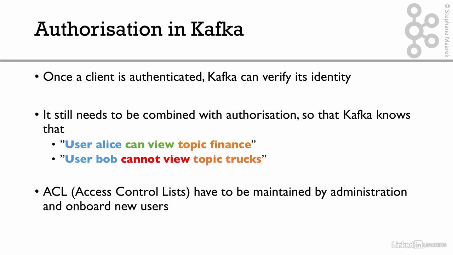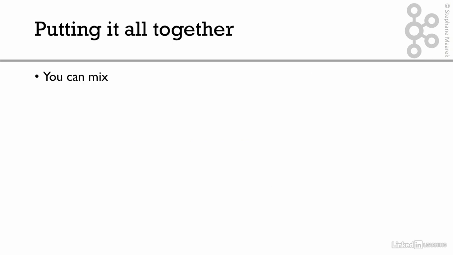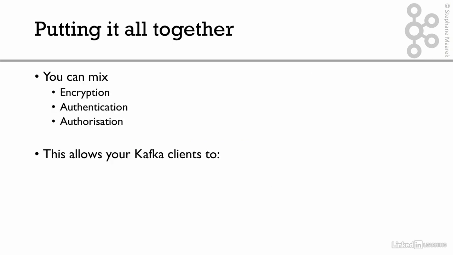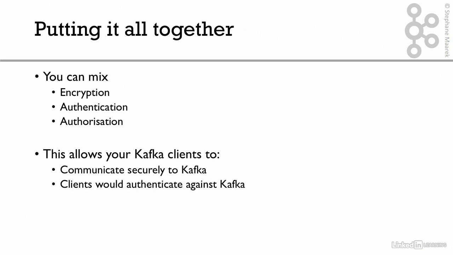So this is a lot of information for security, but if we put it all together, you can mix encryption, authentication, and authorization together. What happens for your Kafka clients is that they can communicate securely to Kafka, they can authenticate against Kafka, and they can be authorized to do exactly what they're supposed to do to function correctly.